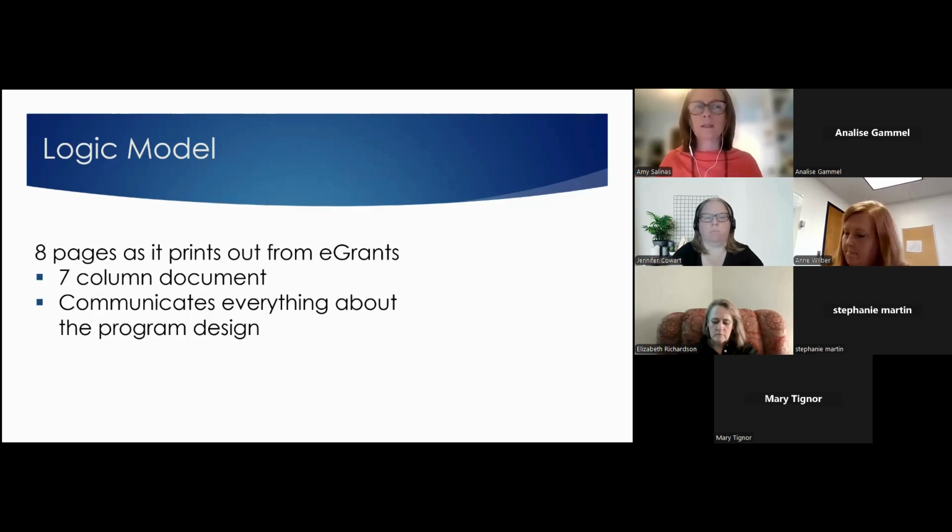And the big thing about the logic model, because some of you maybe have had experiences with logic models before, and you're probably thinking, 8 pages, that's a lot. It is. It used to be 3 pages, but now it's 8 pages because this document is really what you're using to communicate everything about your program design. They're not really asking about that anymore in the narrative like they used to. So your logic model document conveys that.